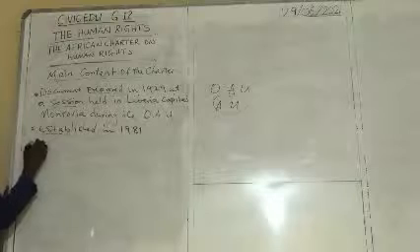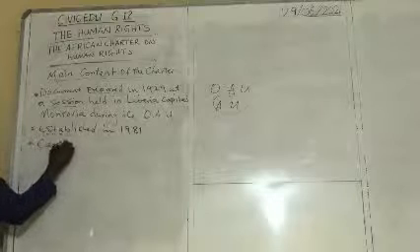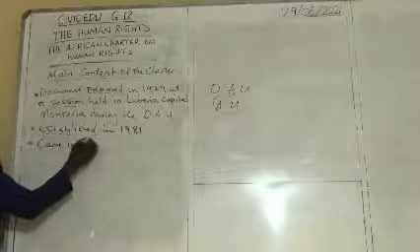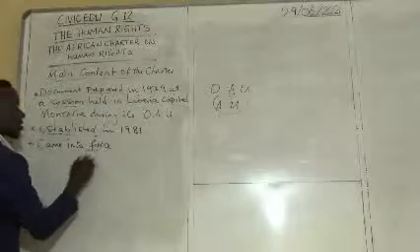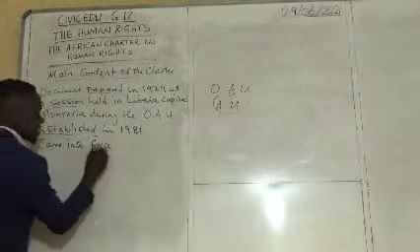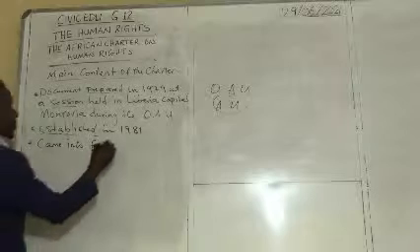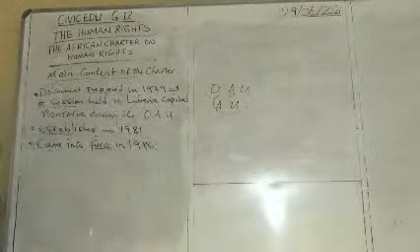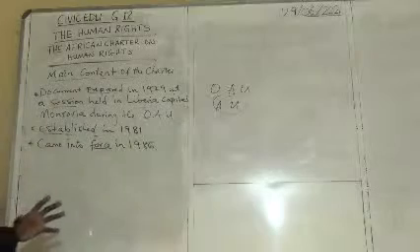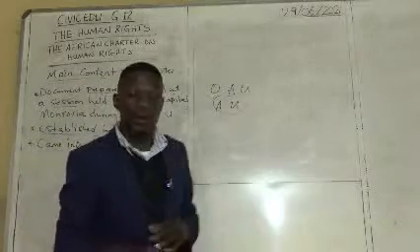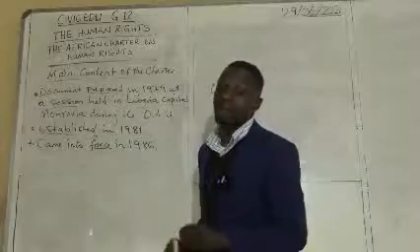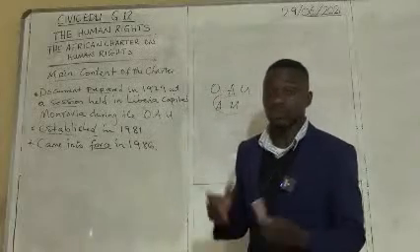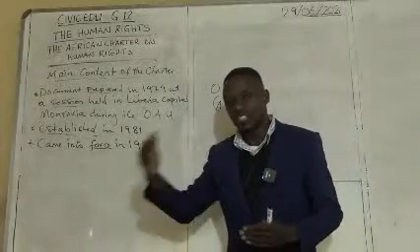So it came into force, meaning that it was now supposed to be practiced. It came into force in 1986. This is just a brief account of the background of the African Charter on Human and People's Rights. So it's very important to have this, in case of section C.